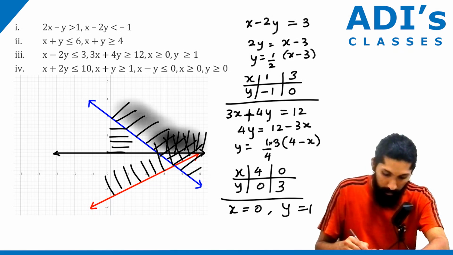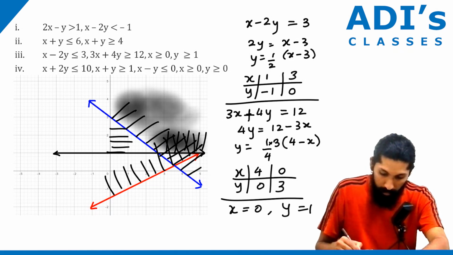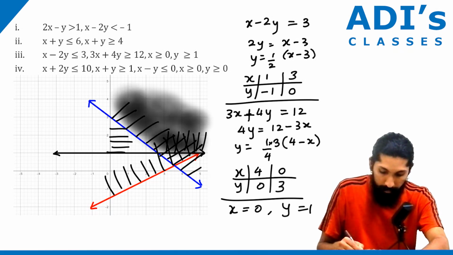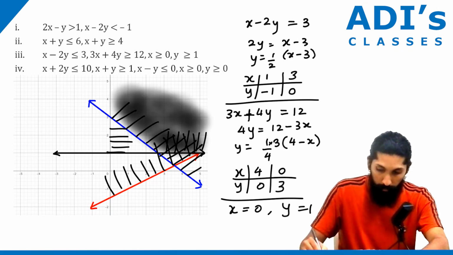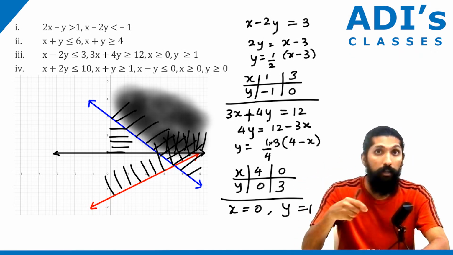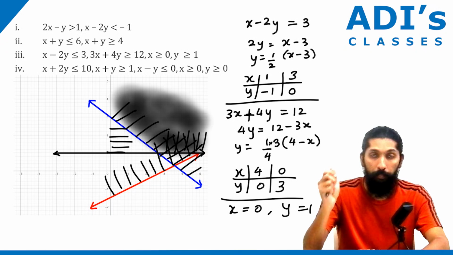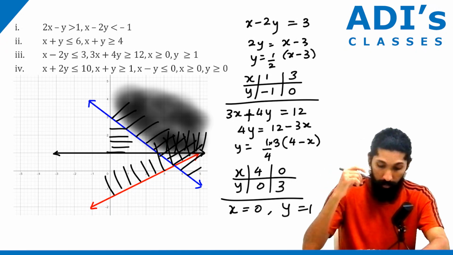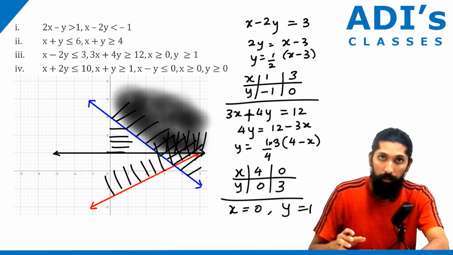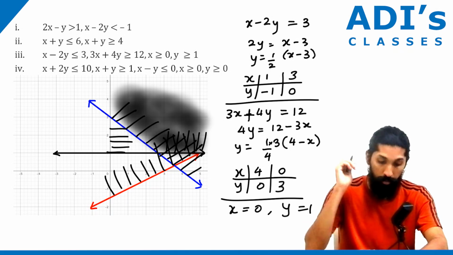Correct. See, this is the region we are looking at. This region is where you have all the intersections. So what we are looking at is an infinite region, not a finite one. The answer for this question is basically this region. Clear? So this is the answer for the third question.